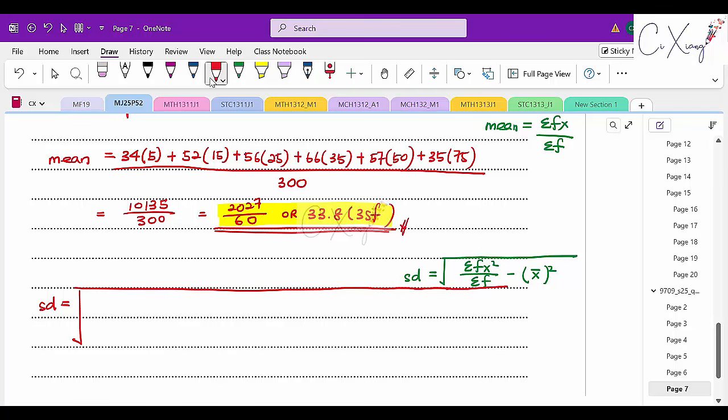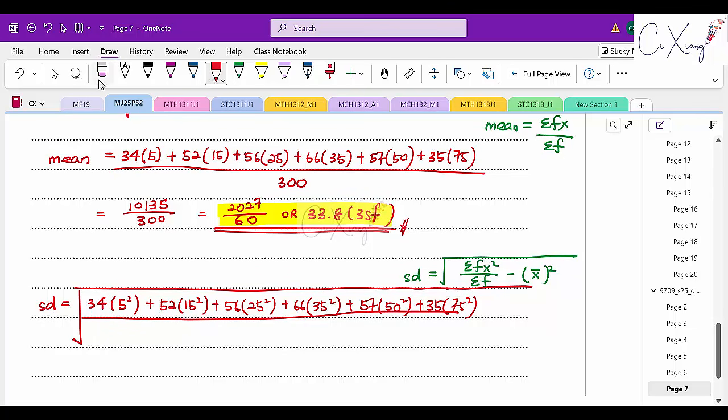Okay, summation of fx squared. That means you have to square the x and multiply with the frequency. So you take frequency, multiply with the x squared. X squared means 5 squared. X is a 5, right? Midpoint, then square. Okay, then the same thing happens for the rest of the class. Fx squared, okay, divided by the summation of f, which is also 300.